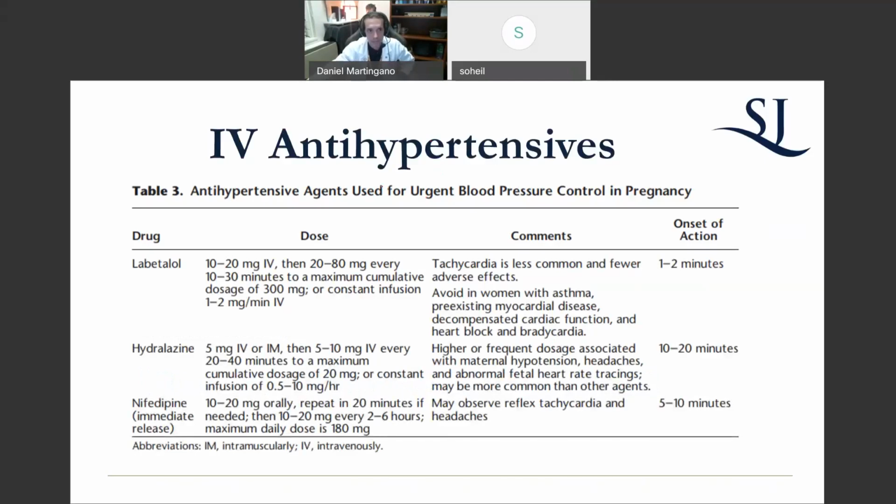In terms of IV antihypertensives, you can use labetalol. Your peripherally acting antihypertensive is hydralazine that you can use, and then immediate release nifedipine, which I think I've kind of harped on a lot. Labetalol is the same situation like we discussed. You want to avoid it in women with asthma.